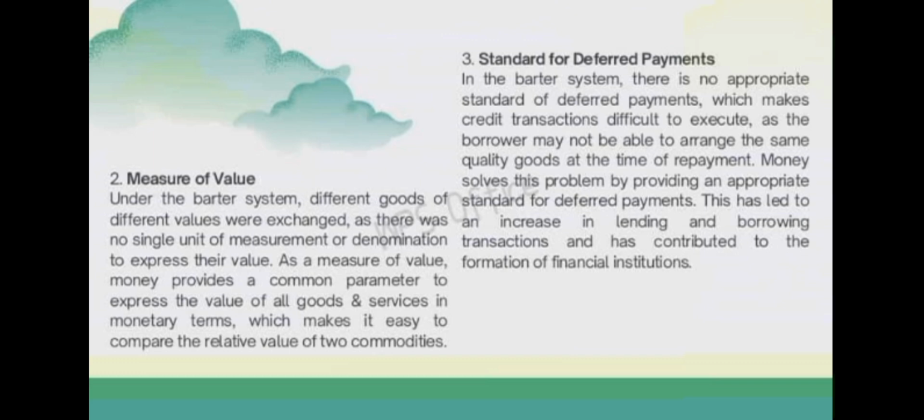Next is measure of value. In the barter system, it was hard to decide how much of one good should be exchanged for another. Money solved this by providing a common unit of value that allows us to measure and compare the worth of different goods and services.